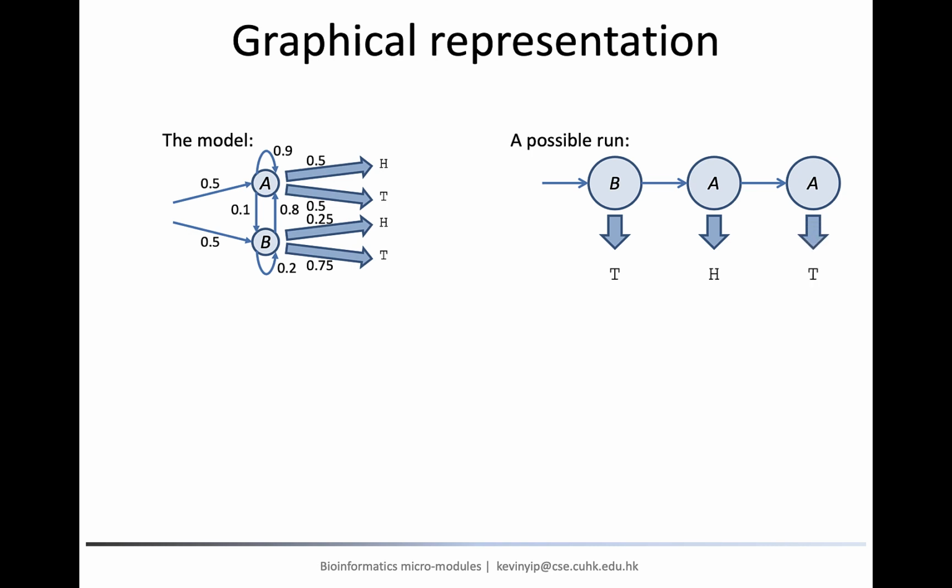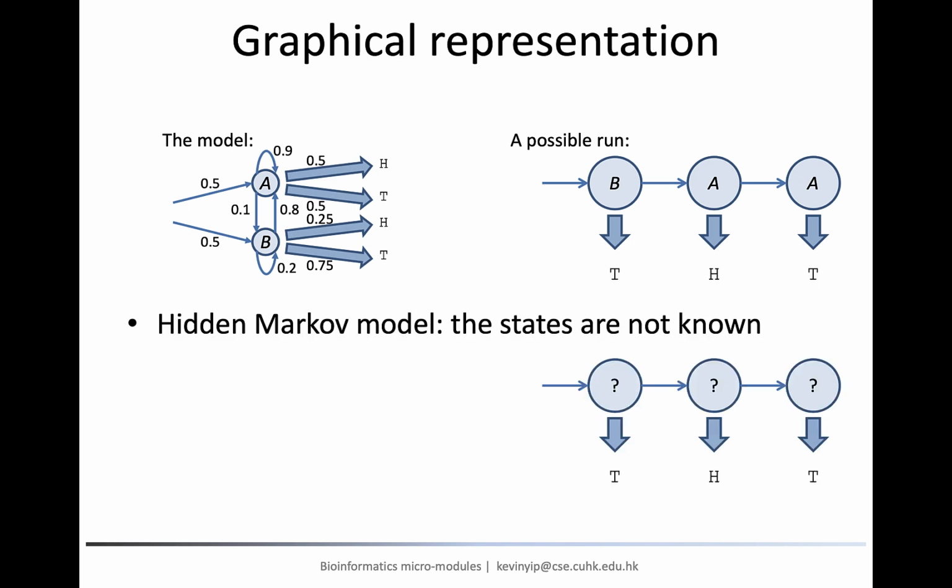In this example run of the Markov model, we assume we know which coin is used each time. But if the two coins look exactly the same, we will not actually know which coin is used. In that case, we can only see the outcomes of the coin flips, but cannot know which coin is used each time. Since the states, that is, the coins used, are hidden, this is called a hidden Markov model.